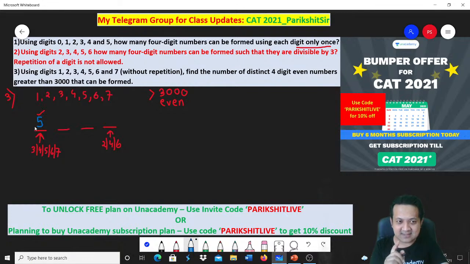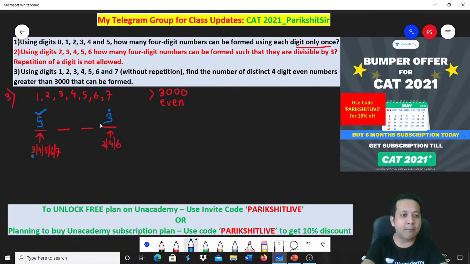Let's say, I'm giving you an example. I'm telling you why you are going wrong. If you select a 3 in this place, so you are saying 5 options. And let's say, as an example, you selected the 3 in the thousands place. Fine. Then in how many ways can you fill up the units place? 3 ways. Correct? 2, 4 and 6. Absolutely no problem out here.